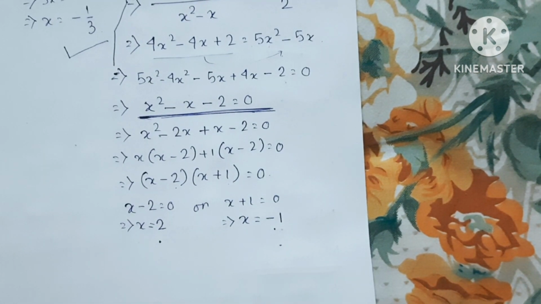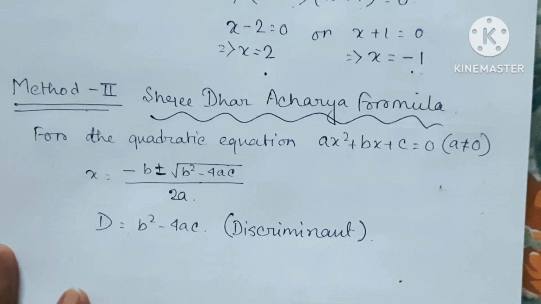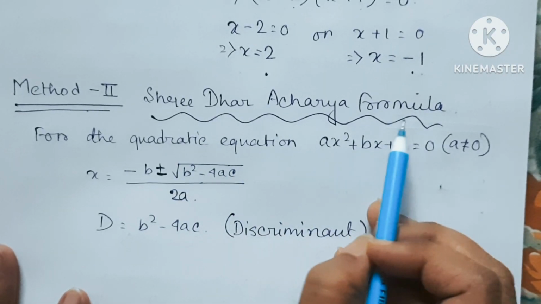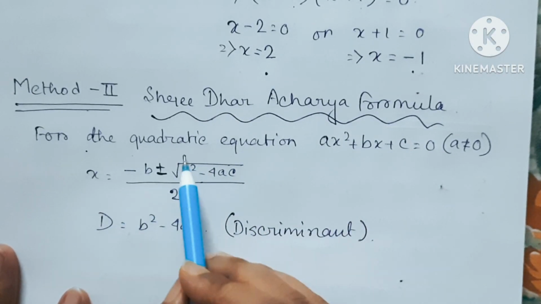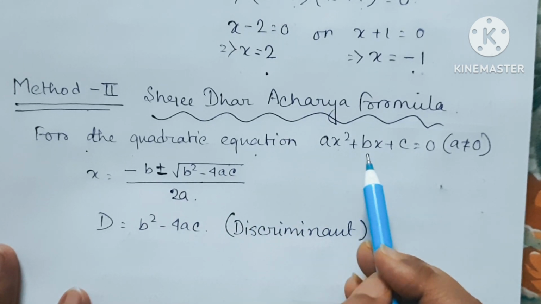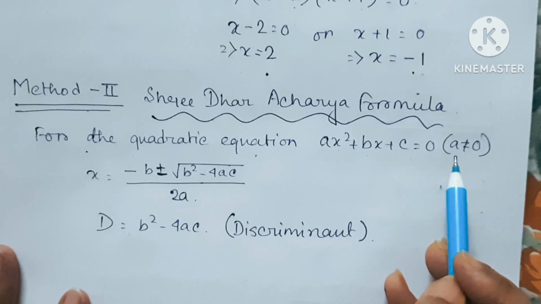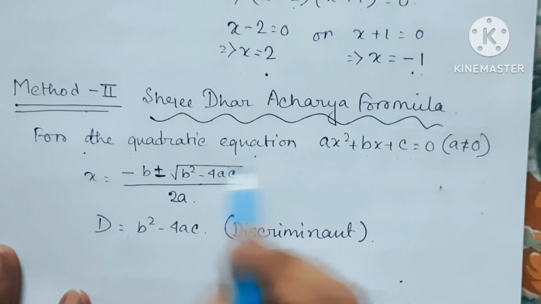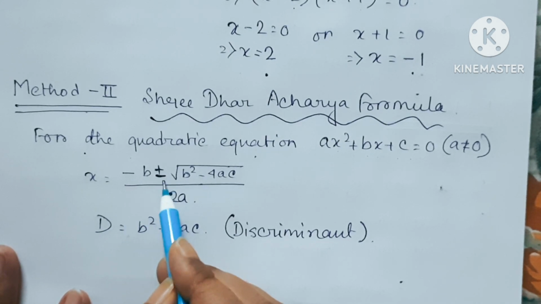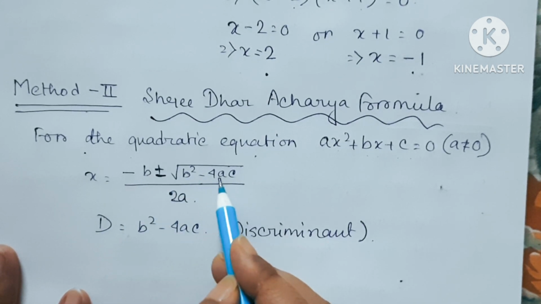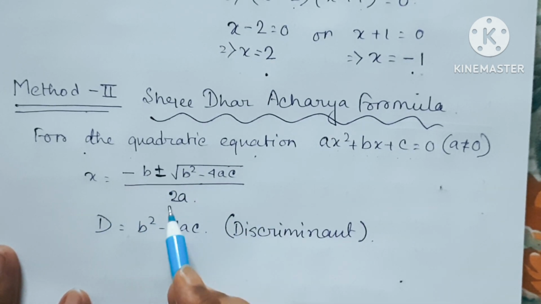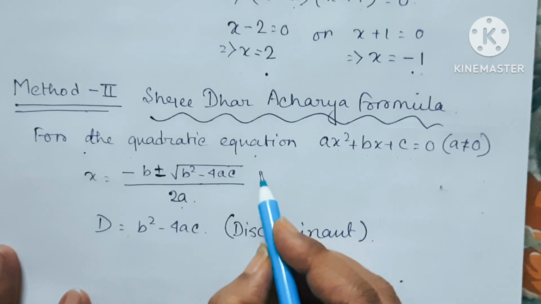Understood this method? Now see method 2, that is Sridharacharya formula. For the quadratic equation ax square plus bx plus c equal to 0, where a not equal to 0, x equal to minus b plus minus root over b square minus 4ac, whole divided by 2a. Okay, that is the solution.